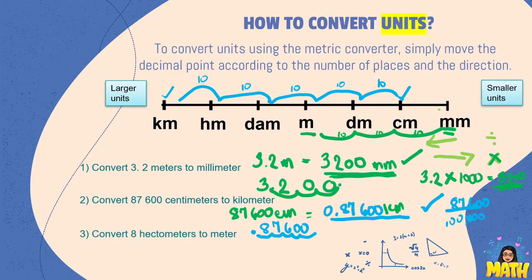The last example, convert 8 hectometers to meters. So, 8 hectometers, ito yun, going to meters, so that is just 2 units to the right.